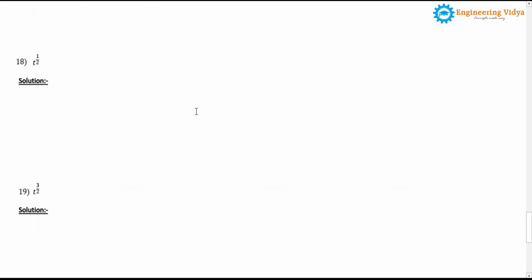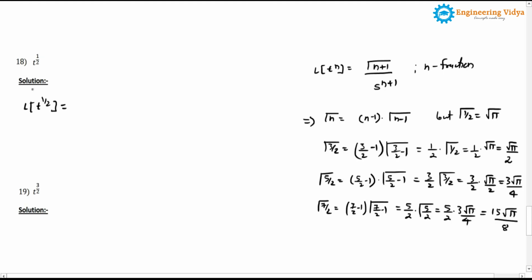Now see sum number 18, right? Here we need to find the Laplace transform of t raised to 1 by 2. This 1 by 2 is a fraction number, so the second case will be applicable over here. Again I am writing here the Laplace transform of t raised to n. If n is a fraction number, then the formula will be gamma of n plus 1 upon s raised to n plus 1, right? But remember that n should be present in the form of a fraction. So now we can apply the formula over here.